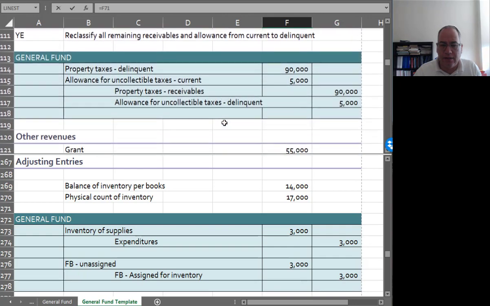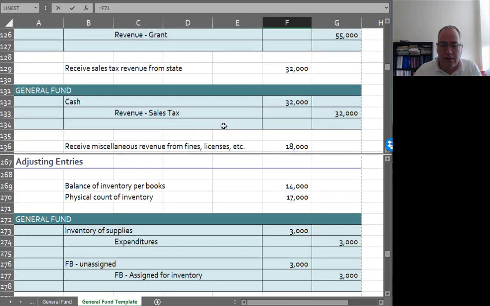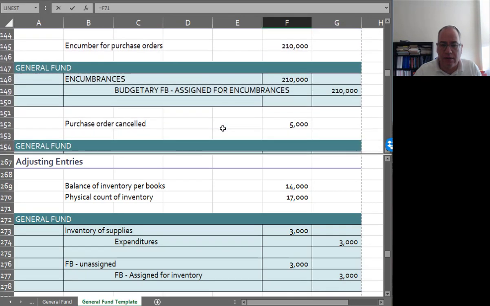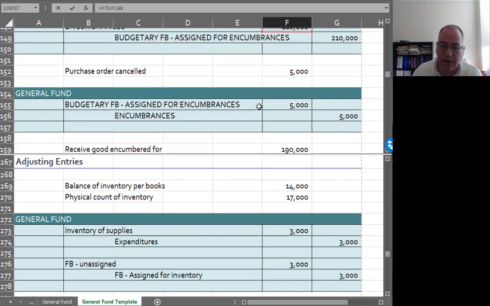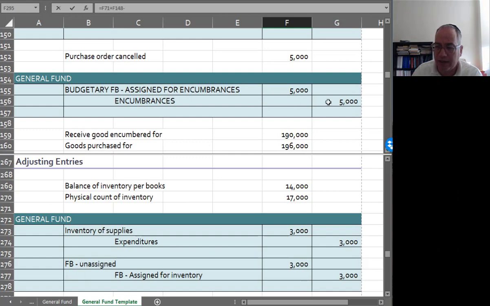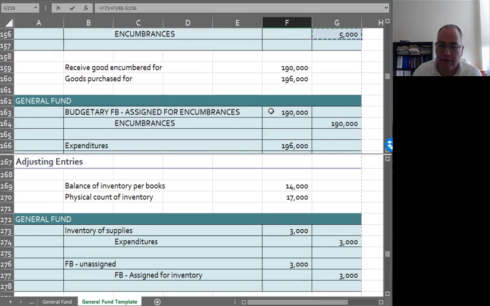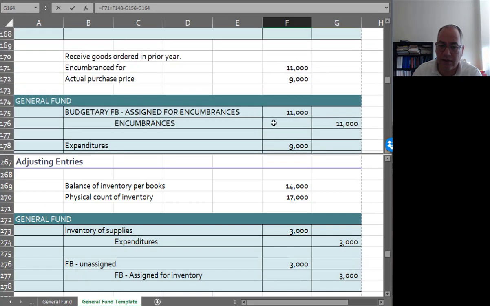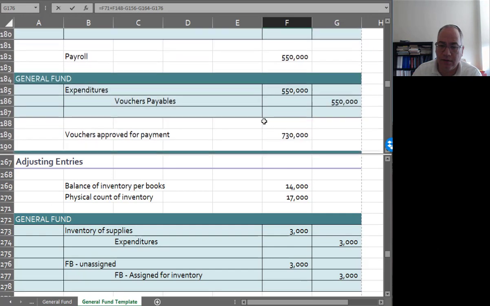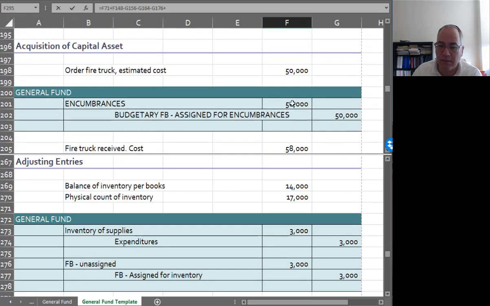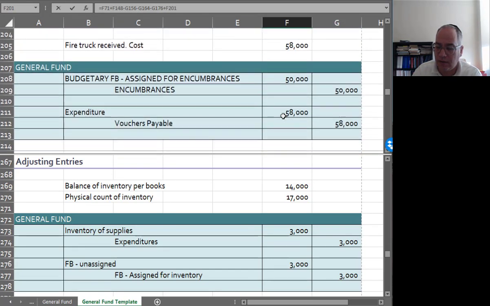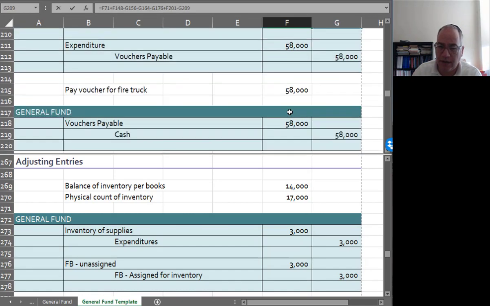Let's see, where were they? Oh, so we got this plus 210, minus 5,000, minus 190, minus 11, plus 50, minus 50. I think that's it.